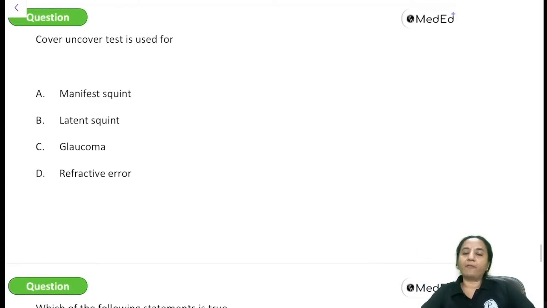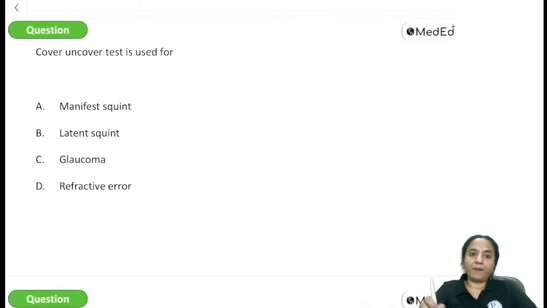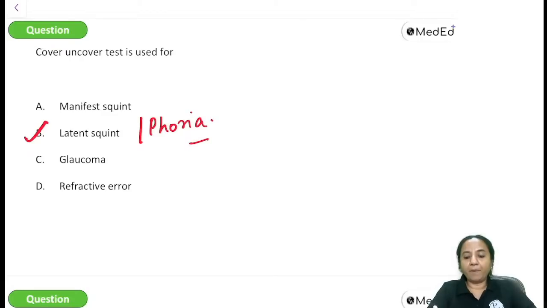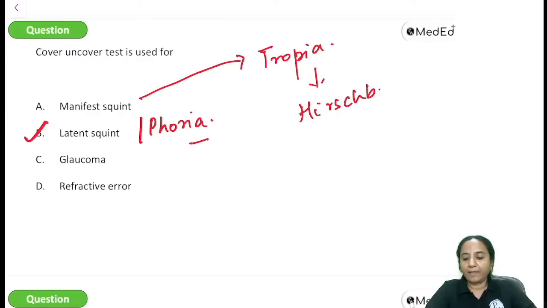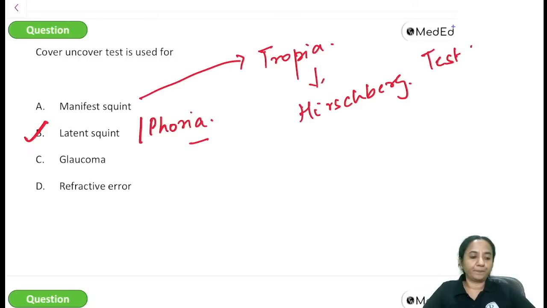Where do you use the cover uncover test? So, important PYQ, it is used for latent squint, which is called phoria. Latent squint or phoria. So remember, manifest squint is what we call tropia. And I told you the test for manifest squint is the Hirschberg test, which we saw in a previous question. So the cover uncover test is for latent squint, that is phoria.